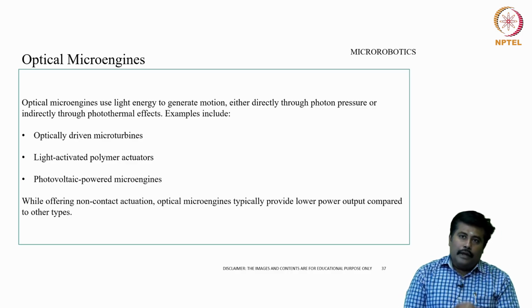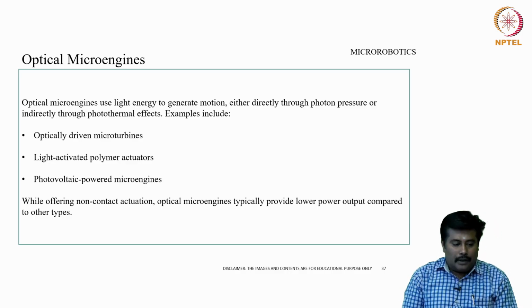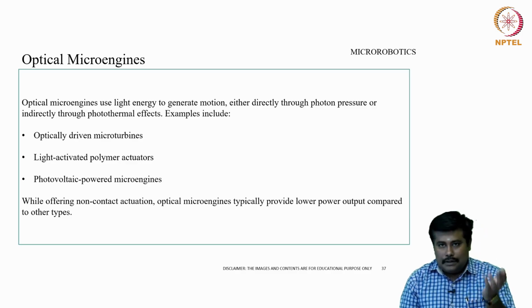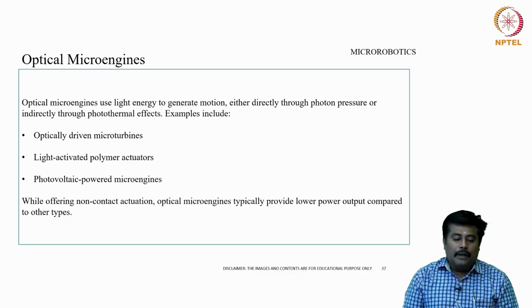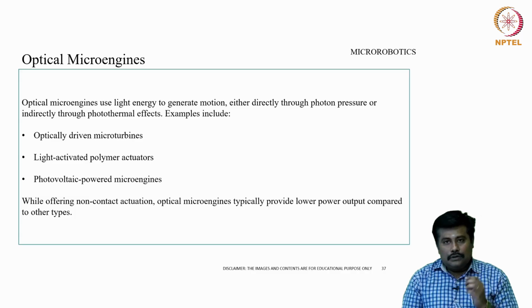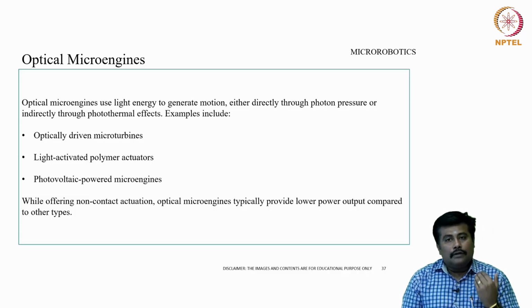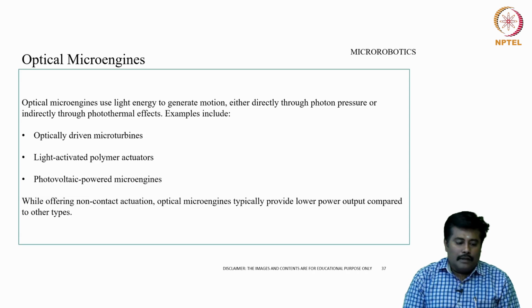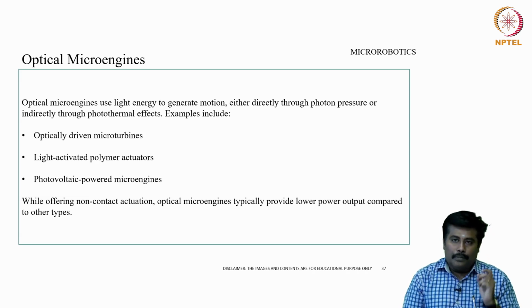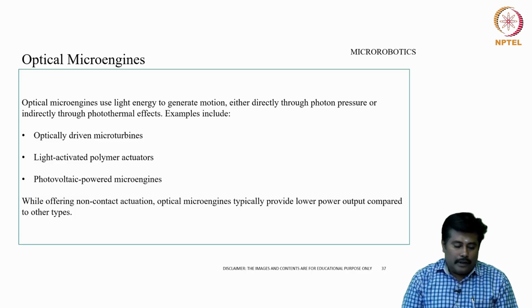Next, one of the key domains is optical based micro engines. As the name suggests, optical micro engines use light energy to generate motion, either directly through photon pressure or indirectly through the photothermal effect. Some of the examples include optically driven micro turbines, light activated polymer actuators, and photovoltaic power based micro engines.